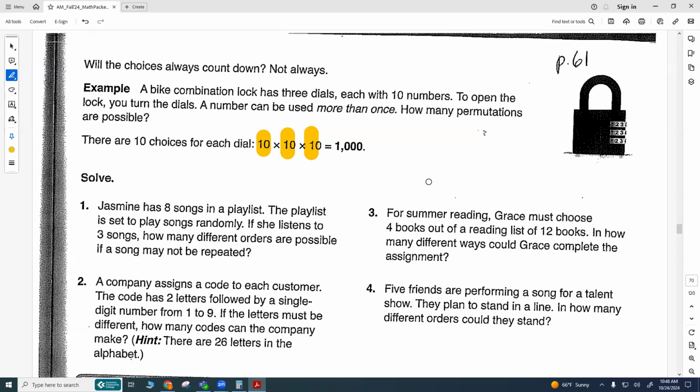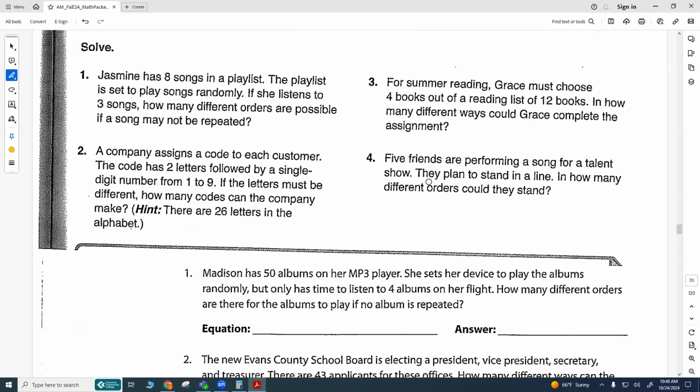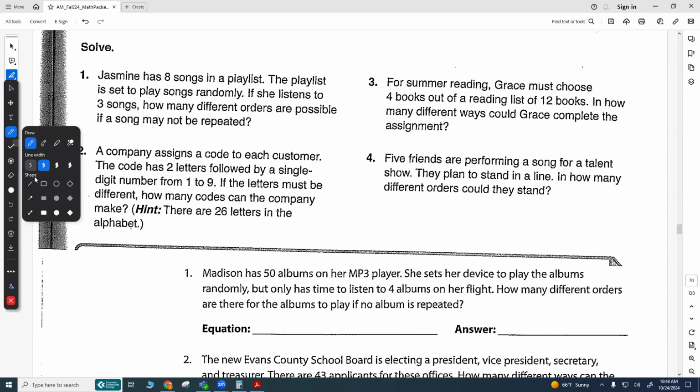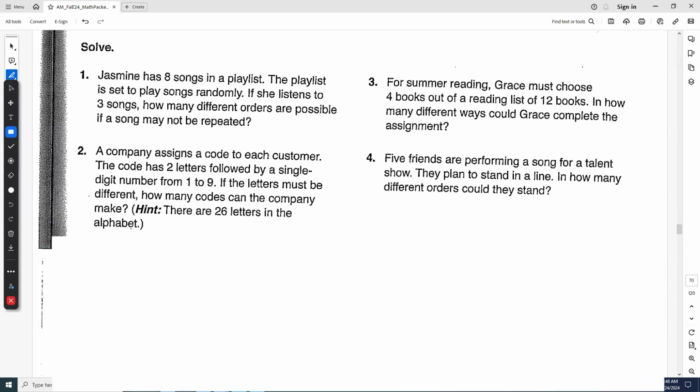Let's look at these 4 practice problems here. Do you guys want to try them on your own, or do you want to keep talking about them as a group? Group. Okay. No, you're fine. Okay, let's look at problem 1.